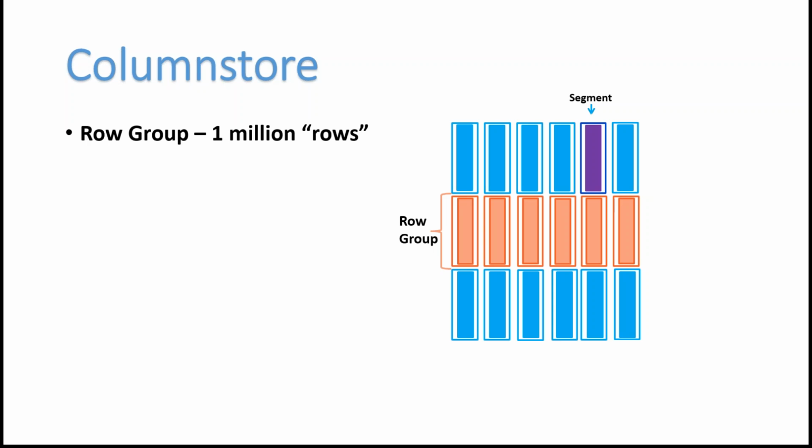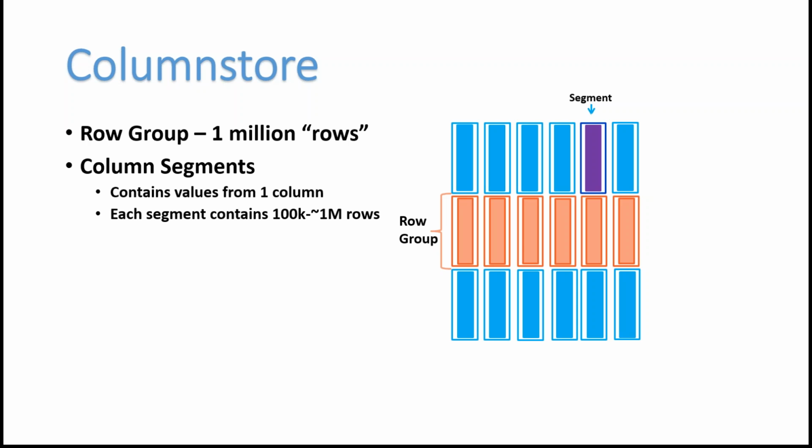Generally speaking, we will have 1 million rows and 1 million values in a segment. Each segment can store data of between 100,000 rows to 2 million rows, and we will talk about when it will store 100K rows and when it will store 1 million rows. Generally speaking, we strive to get 1 million row segments and not 100K segments, because this is better in terms of higher compression.